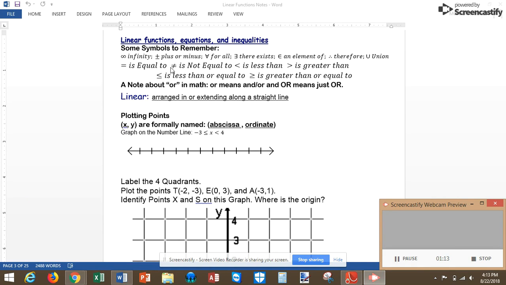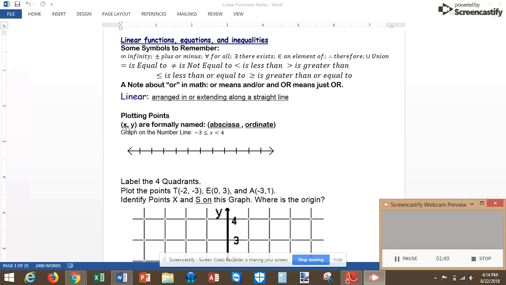Equals is equal to, equal with the slash in it is not equal to. We have the less than and greater than symbols, and then we have less than or equal to and greater than or equal to. One note about or in math, if you just put or, it means and slash or. And capital O and capital R just means or. So the first thing you want to fill in is that linear is arranged in or extending along a straight line.